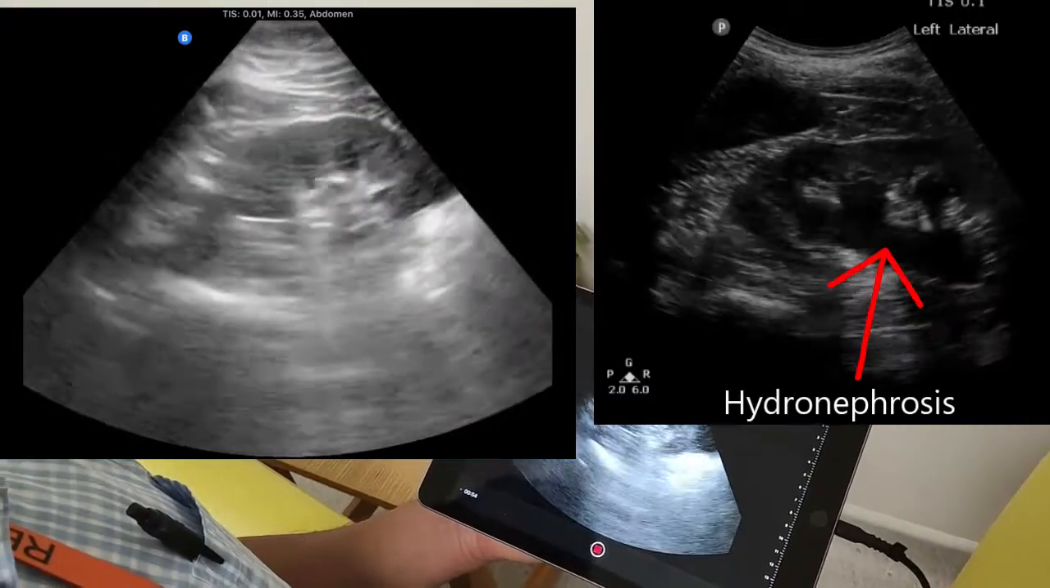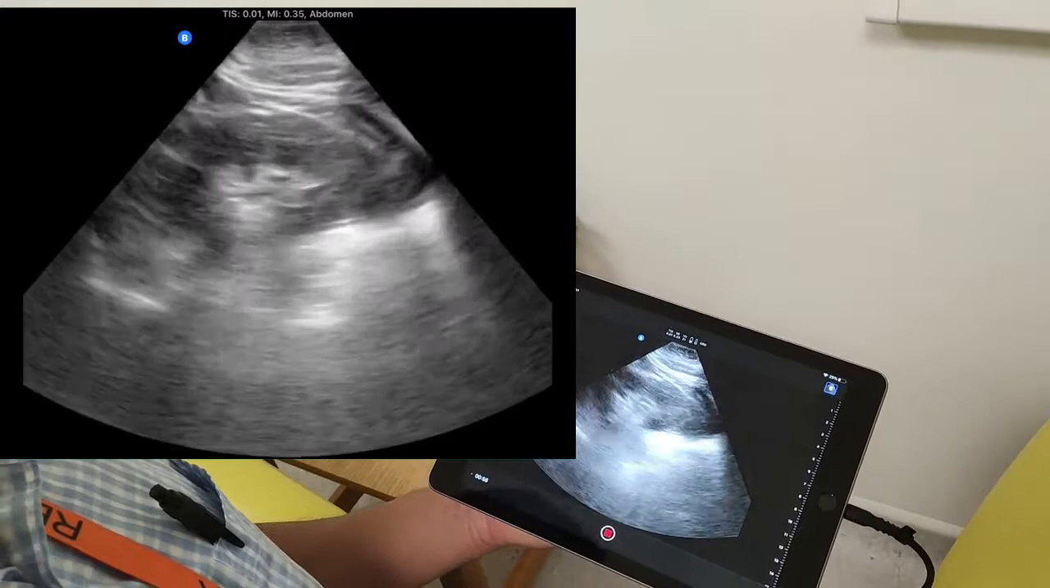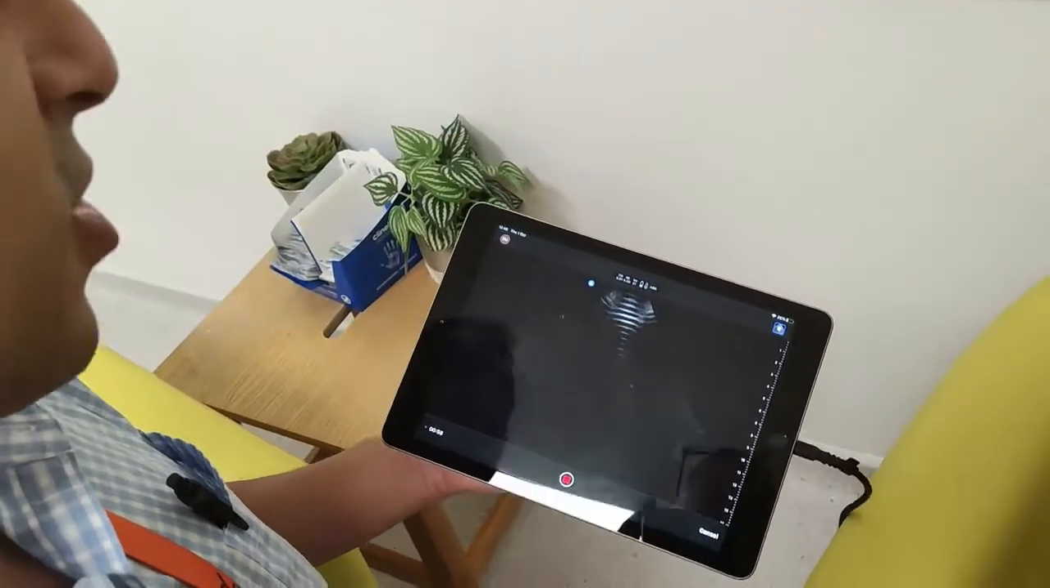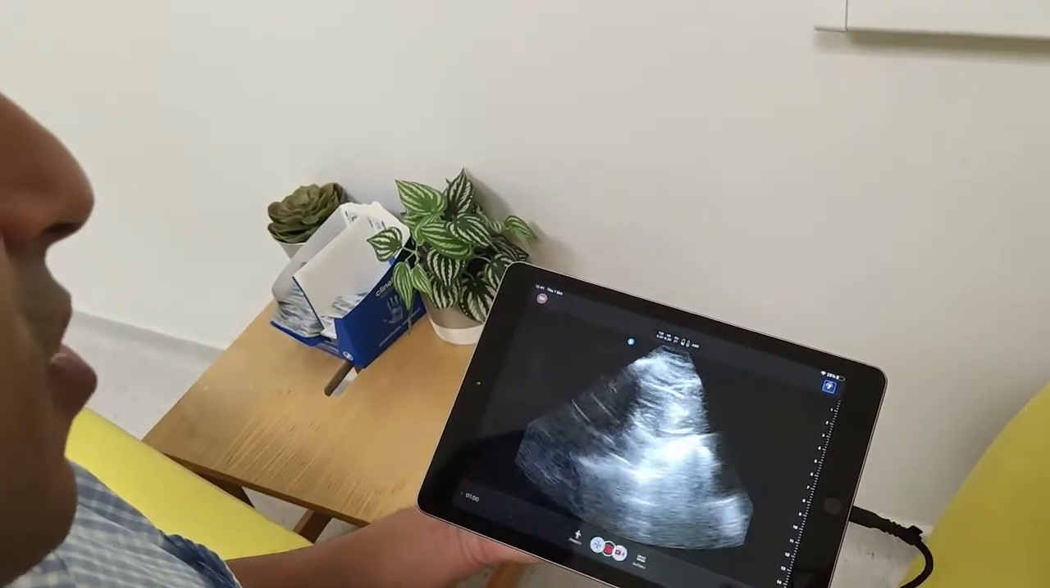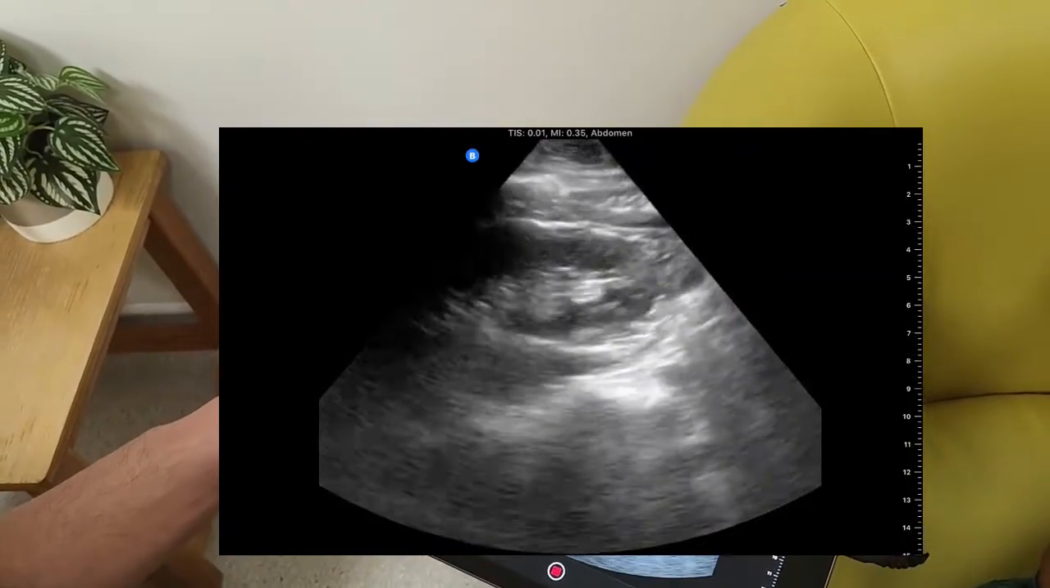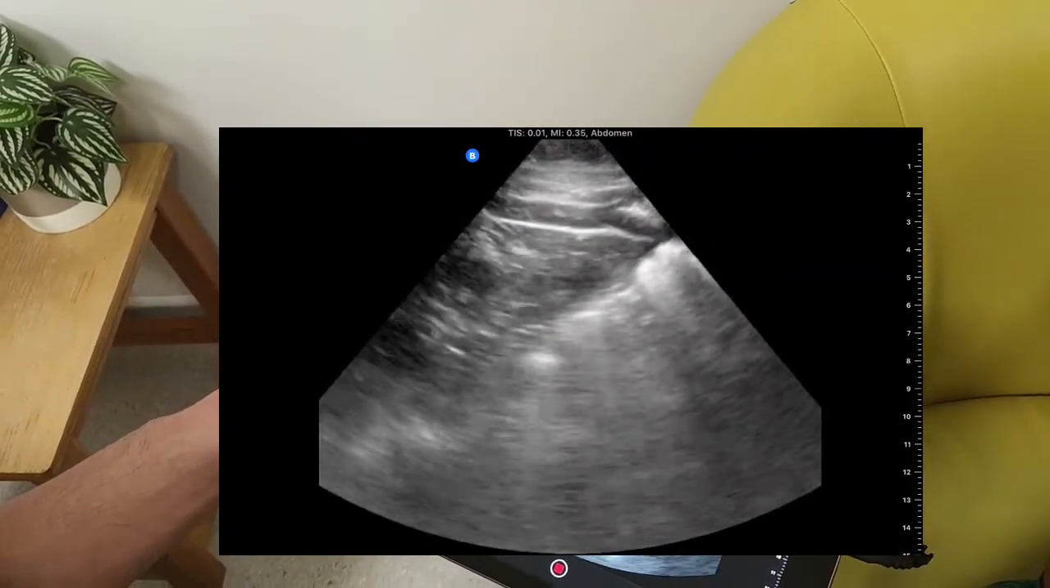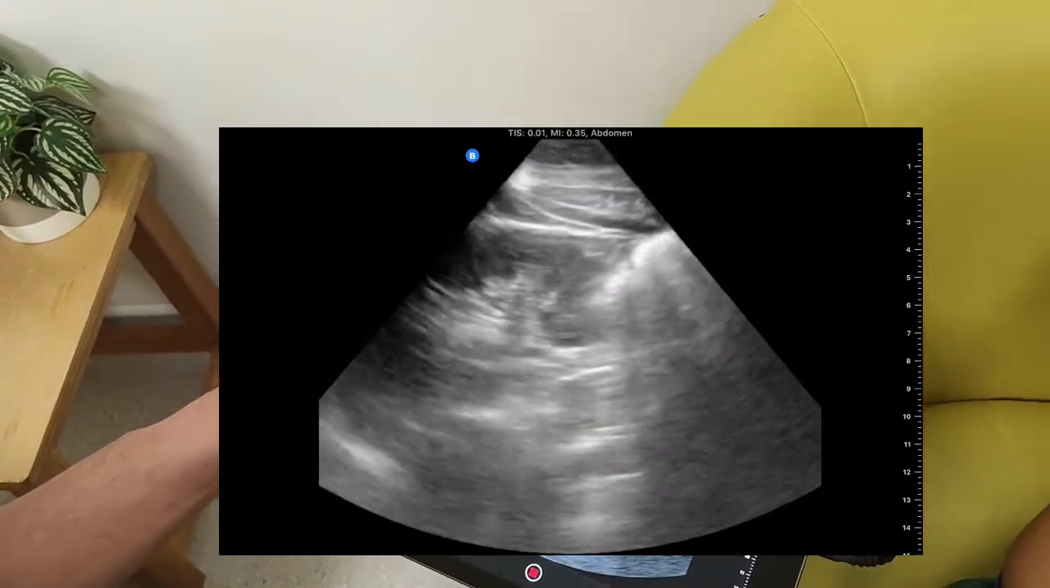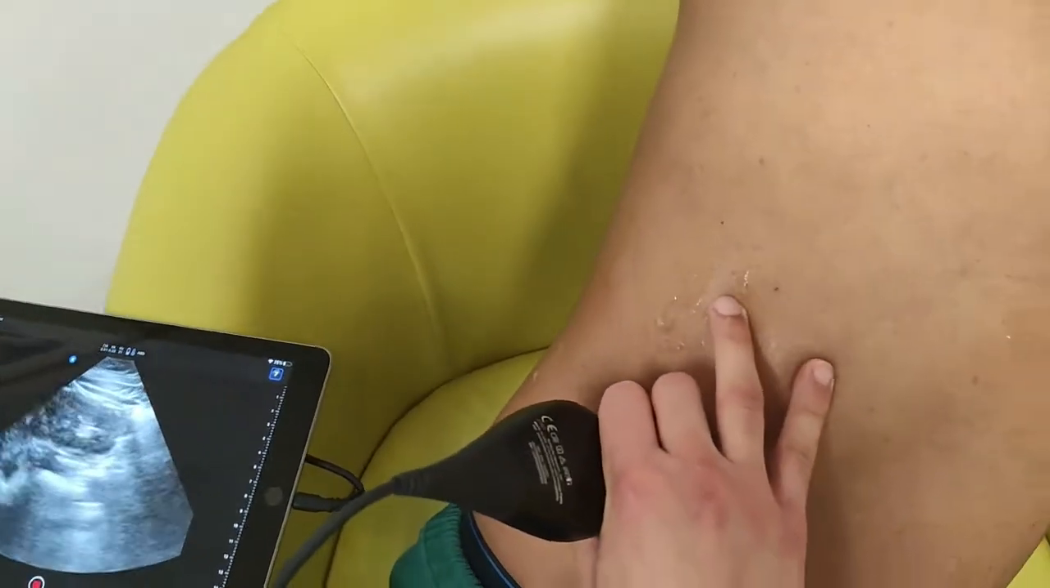It's a good reminder that the kidneys move with respiration. That's right, and you can actually use that to your advantage. You can get the patient to take a deep breath, and everything moves lower down. Right, so there it is. Perfect view of the kidney. We're fanning through it, there's no obstruction at all. And I can do the same on both sides.